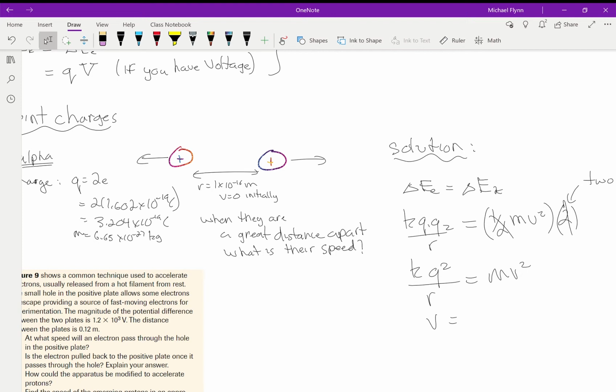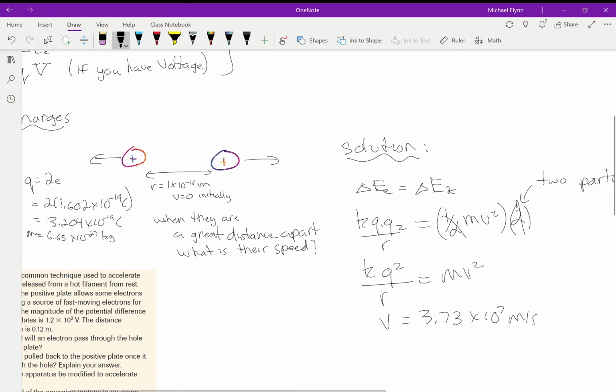And I get 3.73 times 10 to the 7. 3.73, so let me check, 3.73 times 10 to the 7, yes. So I get 3.73 times 10 to the 7 meters per second.